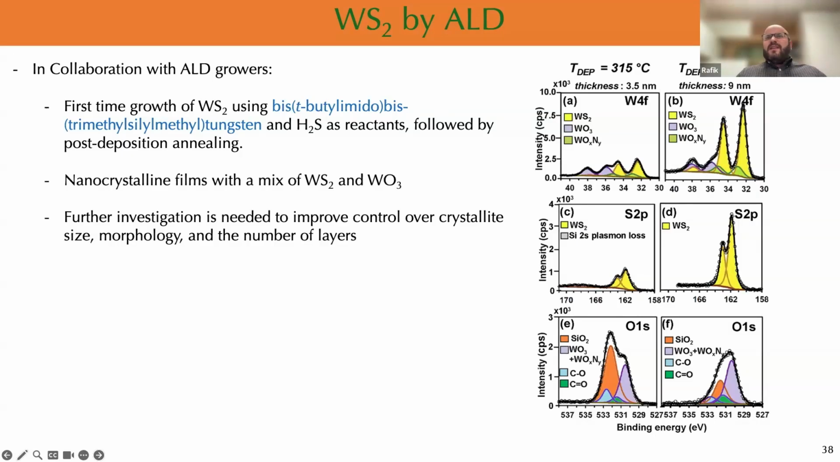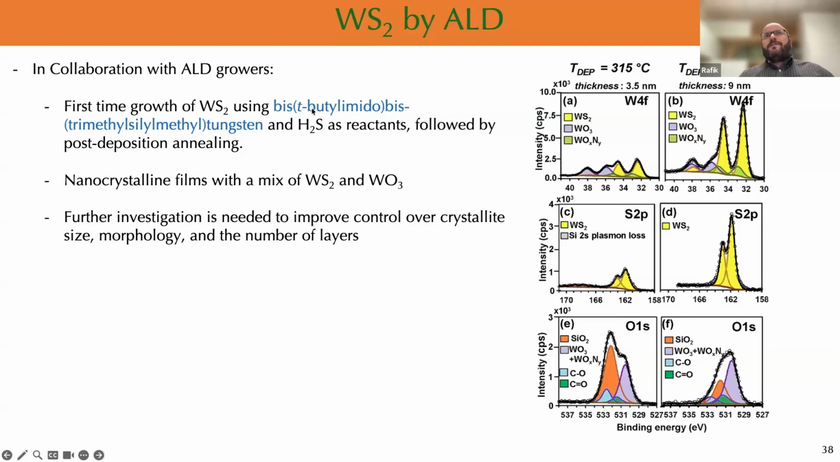So we did XPS to characterize that, and this is the core level for tungsten sulfide, and also this is the core level of oxygen 1s that will tell them how much tungsten oxide or tungsten oxynitride they have in their film, so they can tune the parameters and find the best recipe to get large and pure tungsten sulfide. This is the first time growing tungsten sulfide by ALD using this precursor.